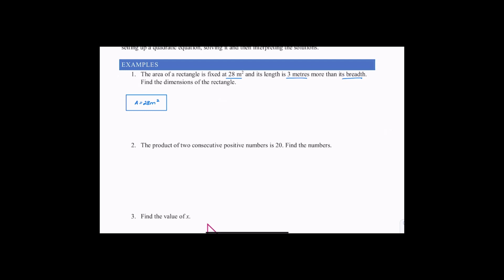I'm going to use X. So I'm going to say that the breadth is X. So that means the length is X plus 3. So I should probably say that somewhere. Let the breadth be X. Now I'm going to set up an equation. Because I'm talking about area, I know that means I multiply the two sides together. So X and X plus 3 multiplied together must give me 28. Expanding the brackets, I get X squared plus 3X equals 28.